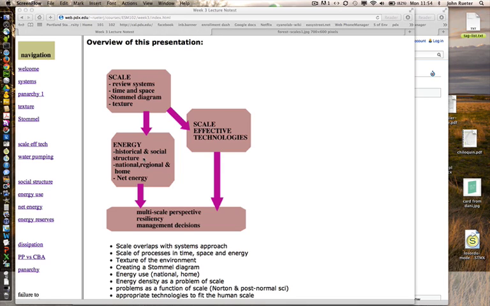And then I'm going to bring those together, looking at a multiple scale perspective. This is where looking across scales helps us make management decisions, but also helps us understand how we can build resiliency into our environment by making small-scale, reversible changes.